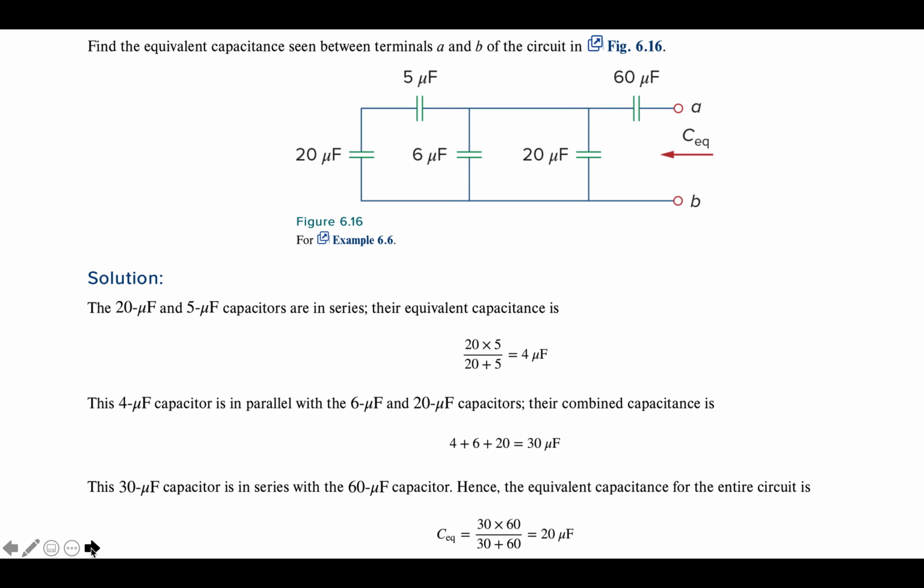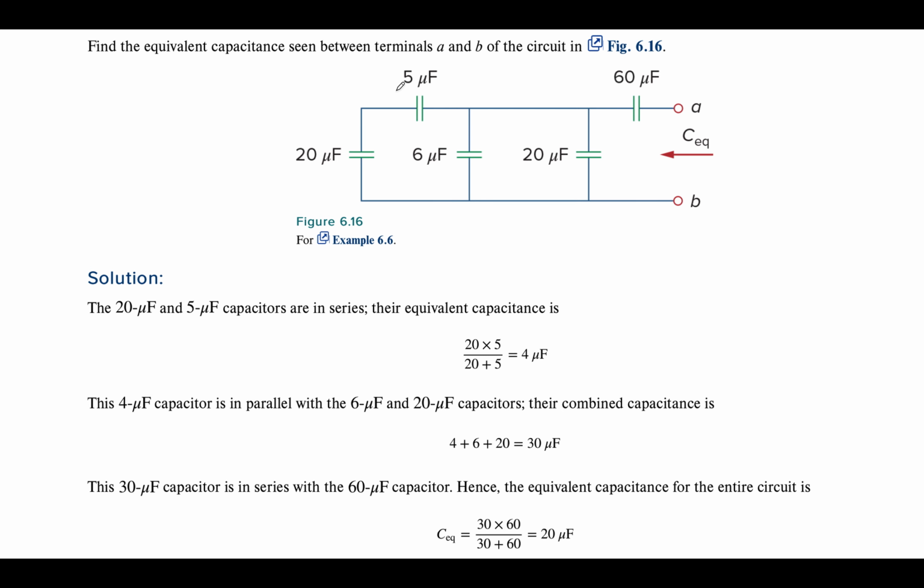All right, the final example that I want to do on capacitors is an example of equivalent capacitance. And remember that capacitors combine in the opposite way that resistors combine. So I want to find the equivalent capacitance looking into terminals A, B.